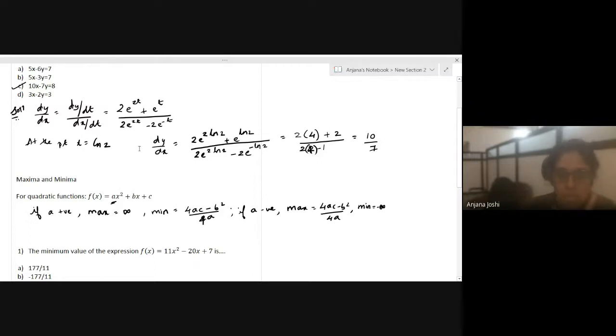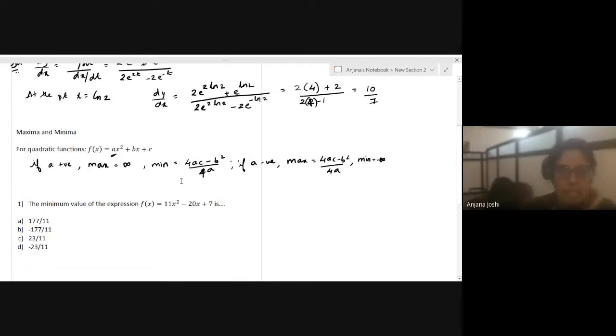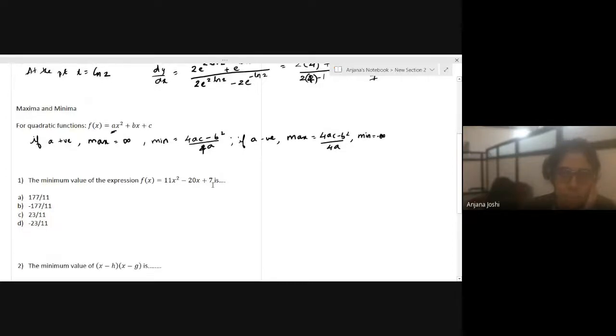So now the next concept we are going to discuss is maxima and minima. You have learned how to find the maxima and minima in the theoretical way. Today I shall be helping you find the maxima and minima within no time.